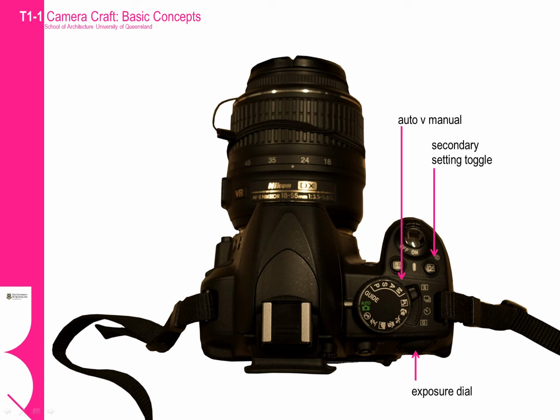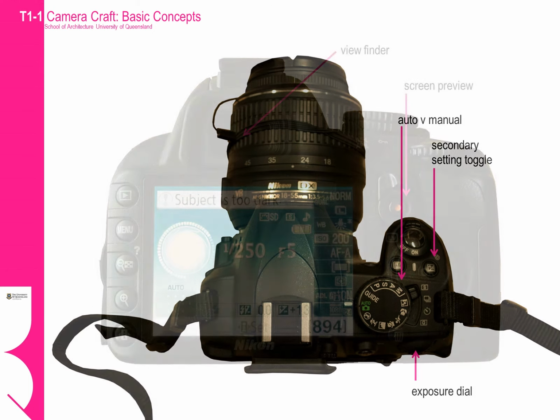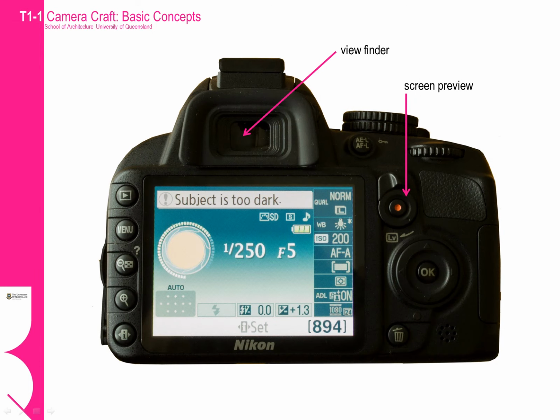In manual mode, represented by an M on the dial in this instance, the exposure dial adjusts the shutter speed. However, you can also adjust the aperture by toggling the dial with a secondary button. ISO or sensor response is usually set through the camera's menu options or a separate button on the back of the camera. It is worth noting that the normal operation of a digital SLR camera is different to compact cameras and camera phones in that you need to compose the image by looking through the viewfinder.